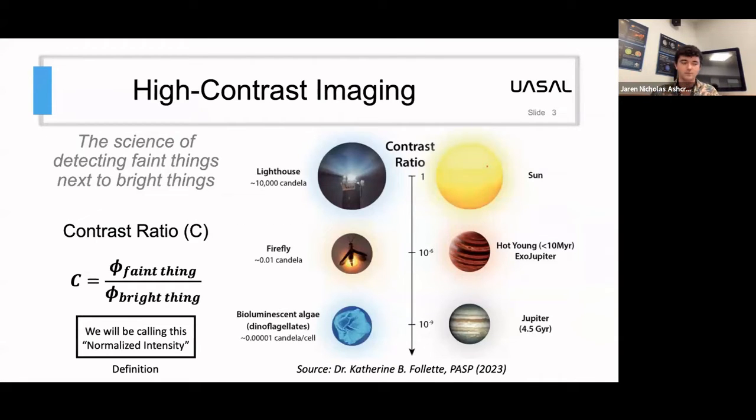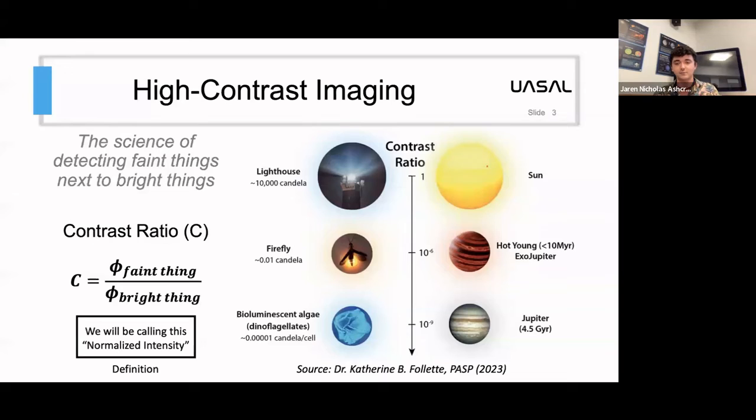So just to back everything up to talk about high contrast imaging and all get on the same definition here. My friend once said that high contrast imaging is the science of detecting faint things next to bright things. And that can be whatever. I found this figure from Dr. Kathleen Follette in this intro to differential high contrast imaging paper that was really excellent. If you wanted to image a piece of bioluminescent algae on a lighthouse, that would be a really hard problem because the algae is very faint and the lighthouse is very bright.